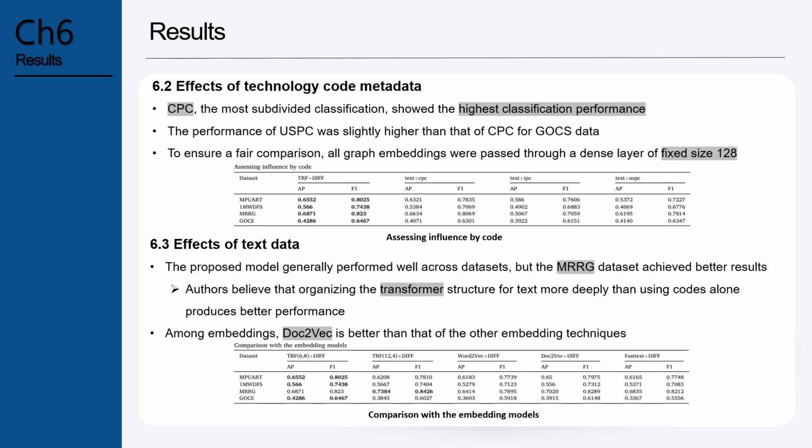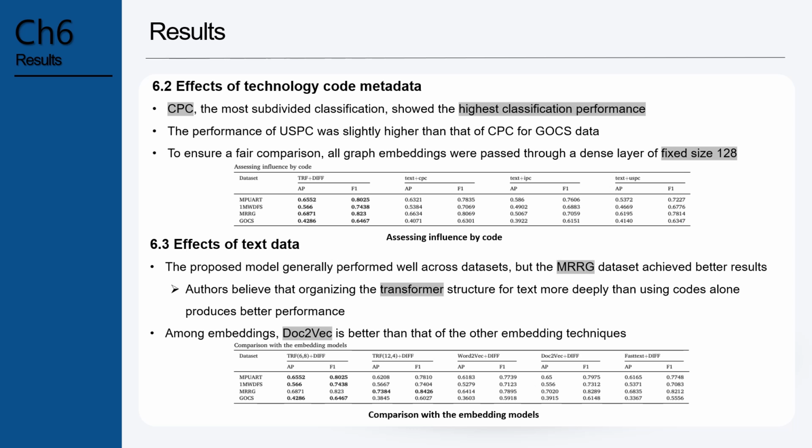To better understand the model's effectiveness, the paper analyzed the impact of different input features. In terms of the effects of technology code metadata, CPC, which is the most fine-grained classification, showed the best performance overall. Interestingly, for the GOCS dataset, USPC slightly outperformed CPC. To ensure a fair comparison across embeddings, all graph-based metadata features were passed through a dense layer with a fixed size of 128.